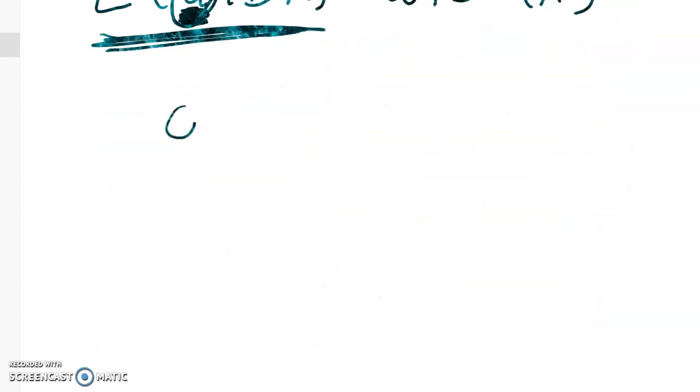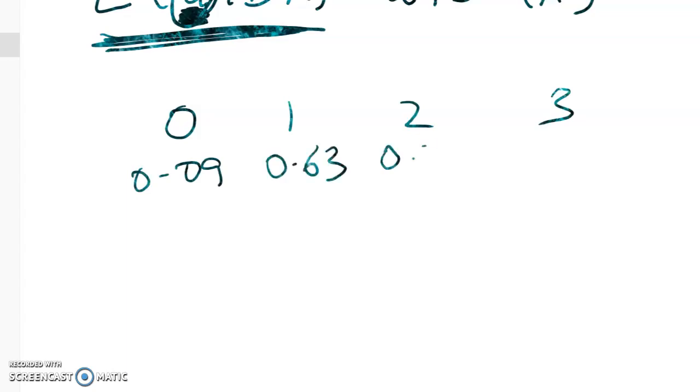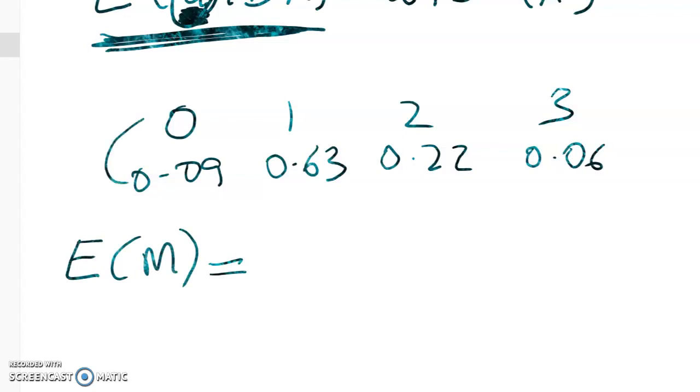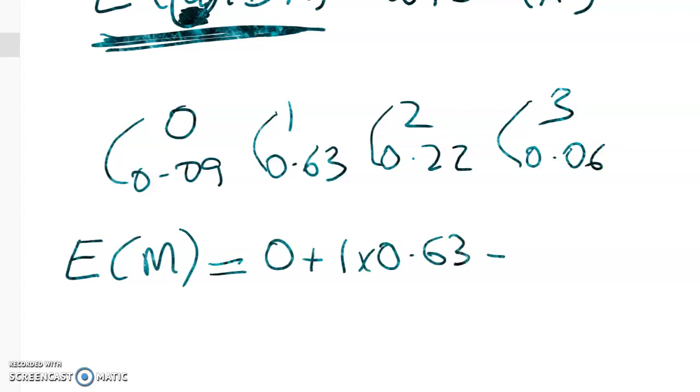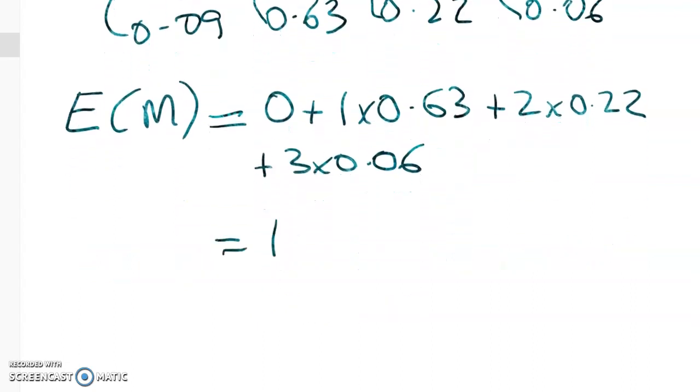Right, so let's just put that table down again. We've got 0, 1, 2, and 3, and then we've got the probabilities. We've got 0.06. So the expected value is going to equal this times this, this times this, this times this, and this times this, all added up. So you can chuck that into your calculator, and you're going to get 0 plus 1 times 0.63 plus 2 times 0.22 plus 3 times 0.06. And when you add all of that up, you get 1.25 is the average number of mobile phones.